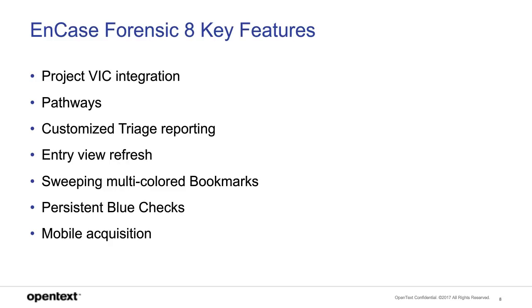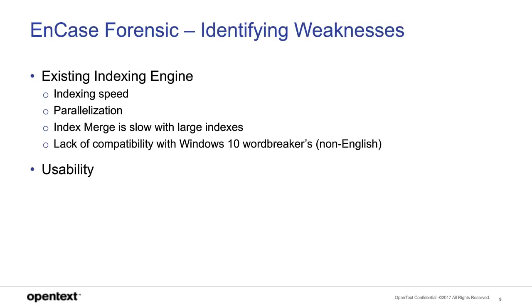Now let's continue talking about 8.0.6. The problems we were trying to solve with 8.0.6 really were indexing, particularly indexing speed when it comes to large amounts of data, the ability to parallelize and use multiple cores of a processor, merging of large index data, and the lack of compatibility of non-English word breakers in Windows 10. And finally, the usability. Lots of feedback on how hard it was on the eyes to stare at EnCase for hours. Here's what we did to solve the problem.